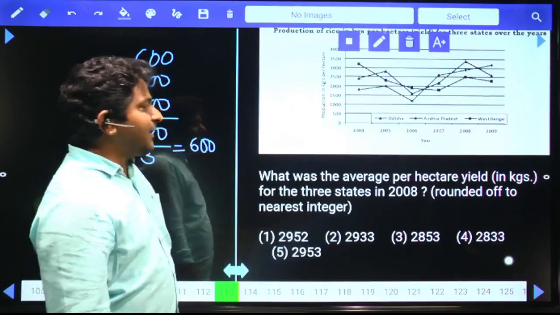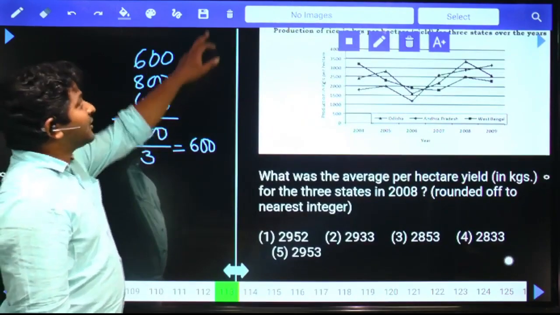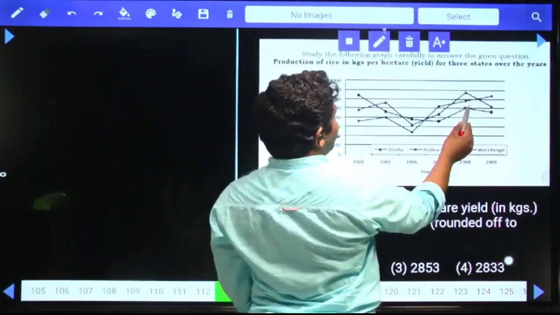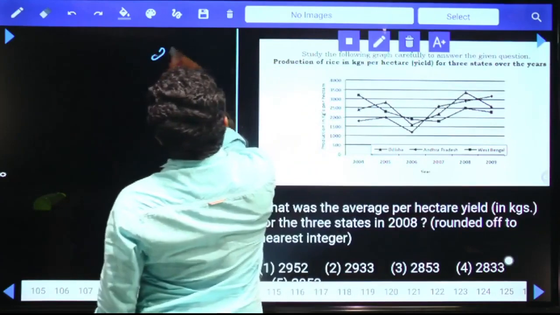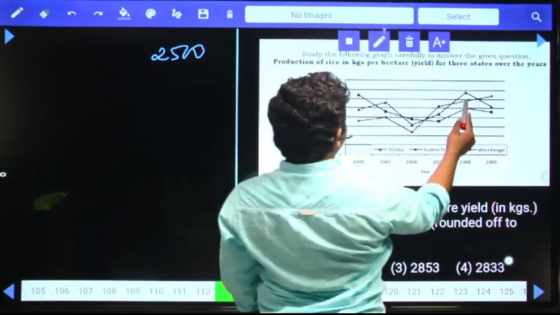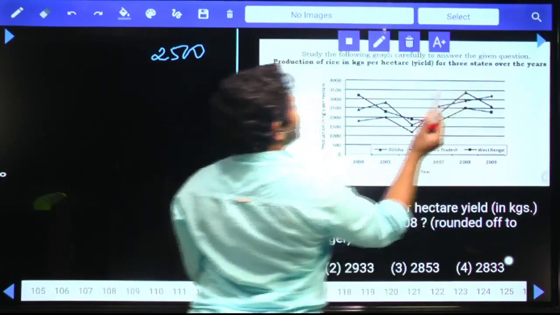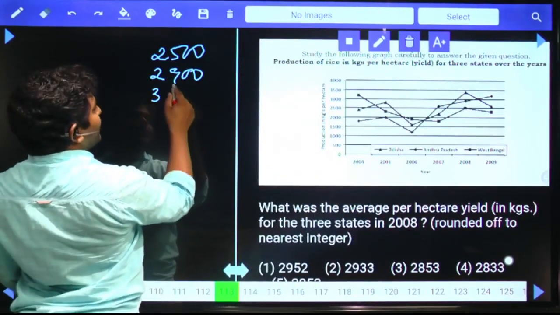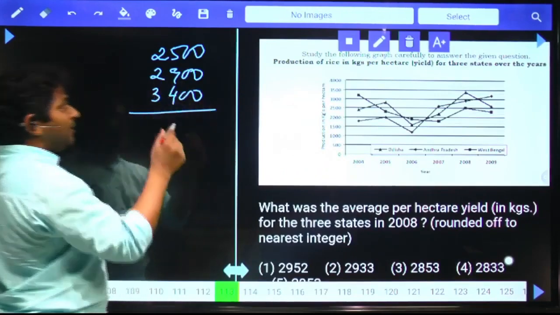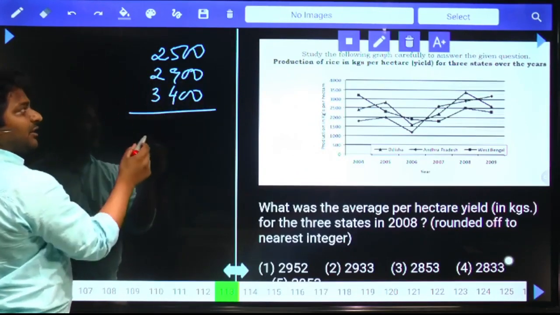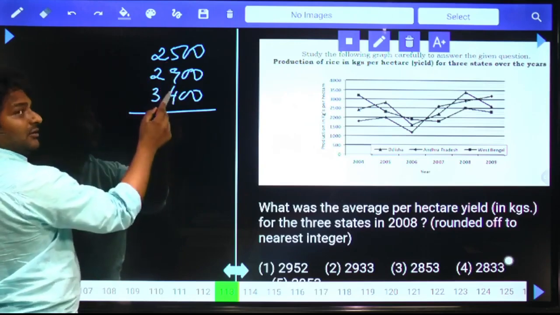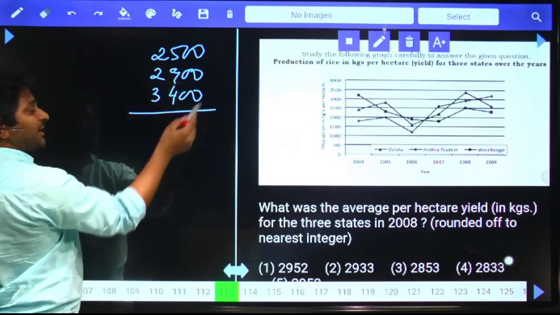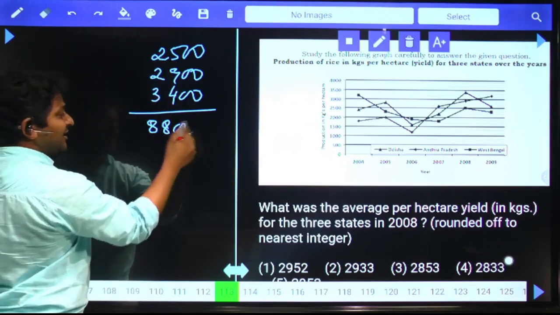What was the average per hectare yield for the 3 states in 2008? 2008 for 3 states. Now we need the number exactly. 2500, 2900, 3400. 2000, 2000, 3000, that is 7000. 5 plus 4, 9, 9 plus 9, 18, 1800. 7000 plus 1800, that is 8800.